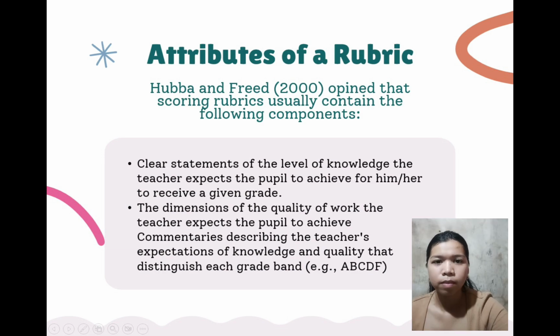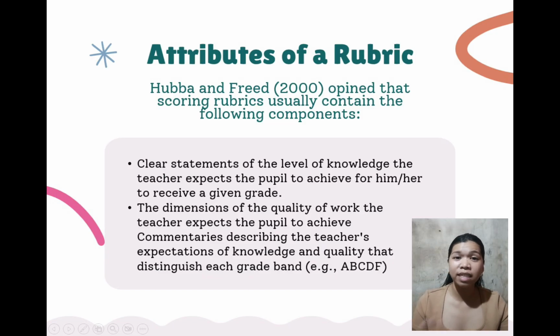Next is descriptors or description, a detailed explanation for each performance level provided with clear expectations. Second is the scoring system, a numerical or qualitative scale used for grading, for example, 1 to 5, percentage, or letter grades. Next is objectivity. This ensures fairness by clearly defining expectations and reducing subjectivity in scoring. Next is clarity, easy to understand by both students and evaluators to guide improvement and feedback.